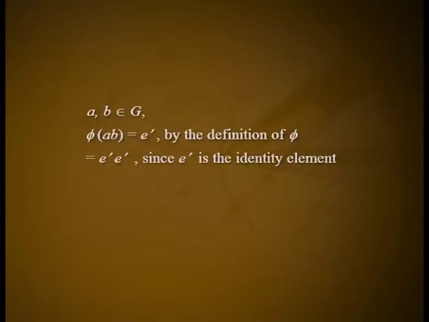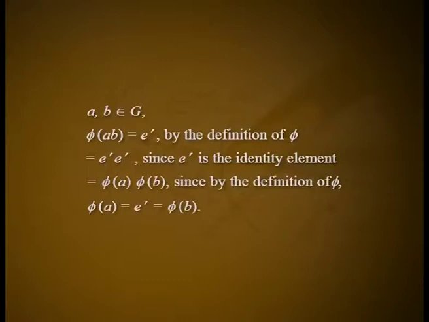For A, B belongs to G, phi of A, B is equal to e dash by the definition of phi, which is equal to e dash into e dash, since e dash is the identity element, which is equal to phi of A into phi of B, since by the definition of phi, phi of A is equal to e dash, which is equal to phi of B. Example 2. Reduction modulo n.